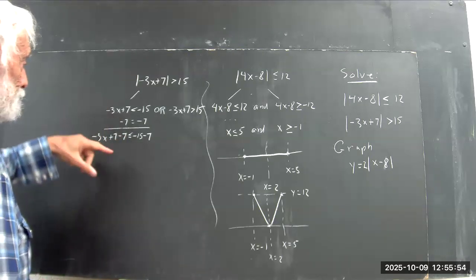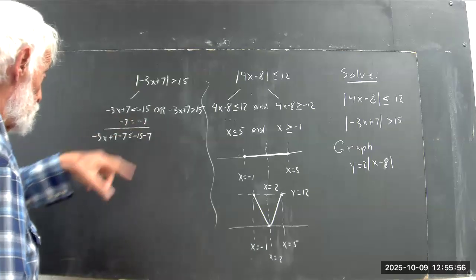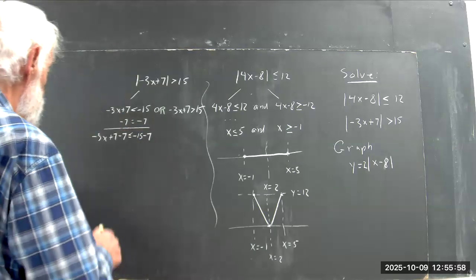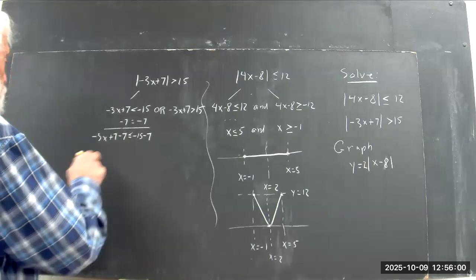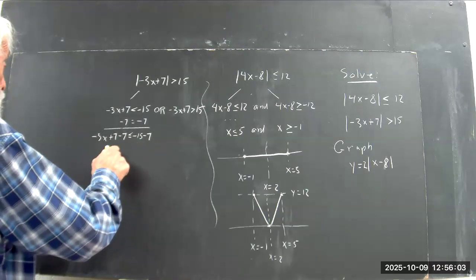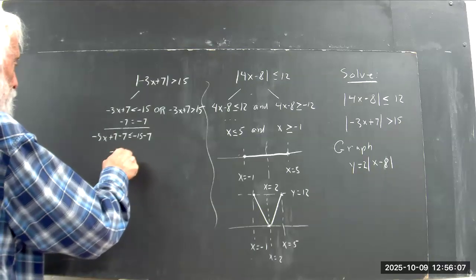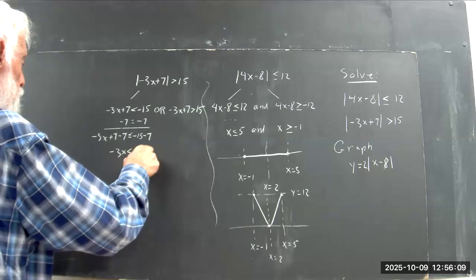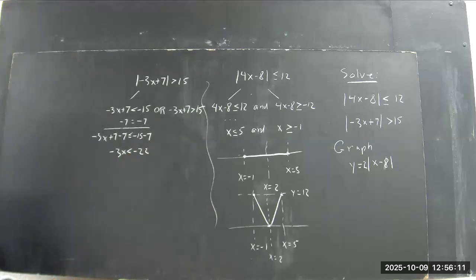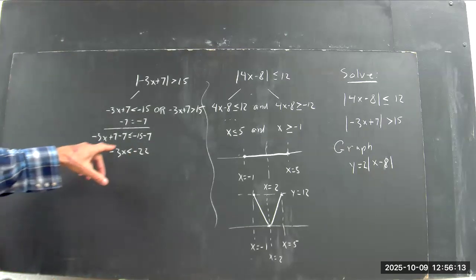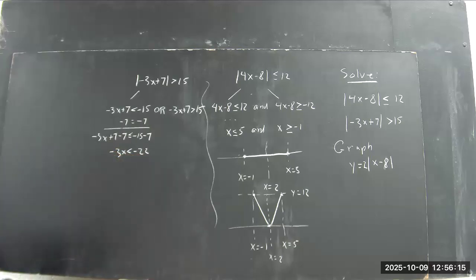I generally like to just go right to this step, and I don't do this. If that's helpful to you, it's fine. I do advocate that you write out this step, for reasons that I've articulated a number of times before. We get -3x less than -22.